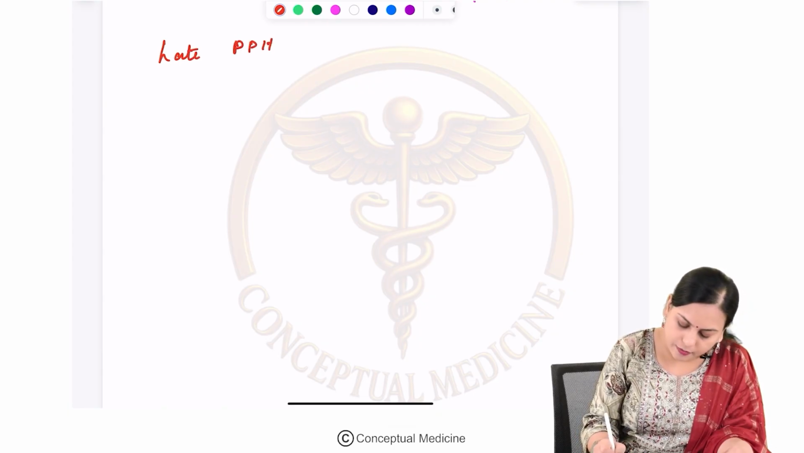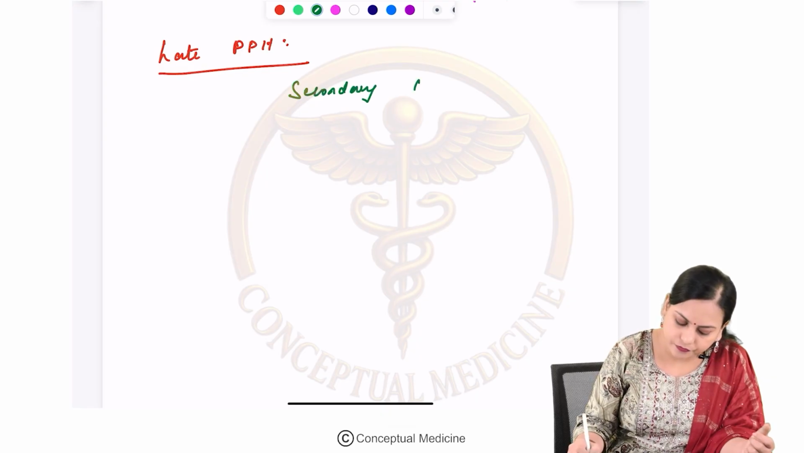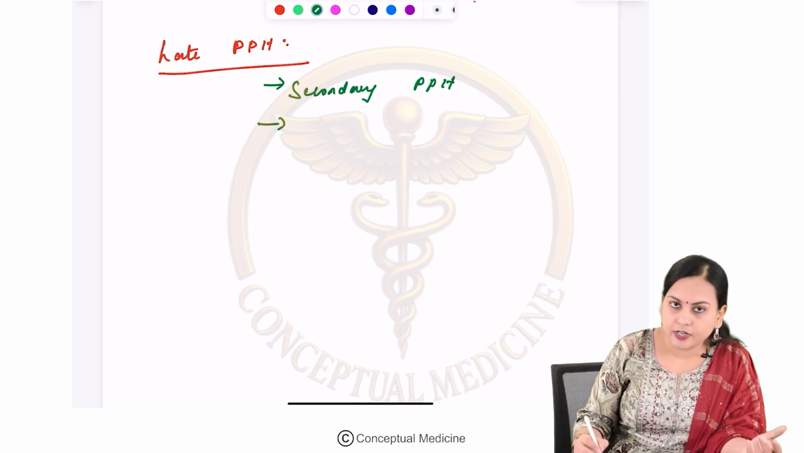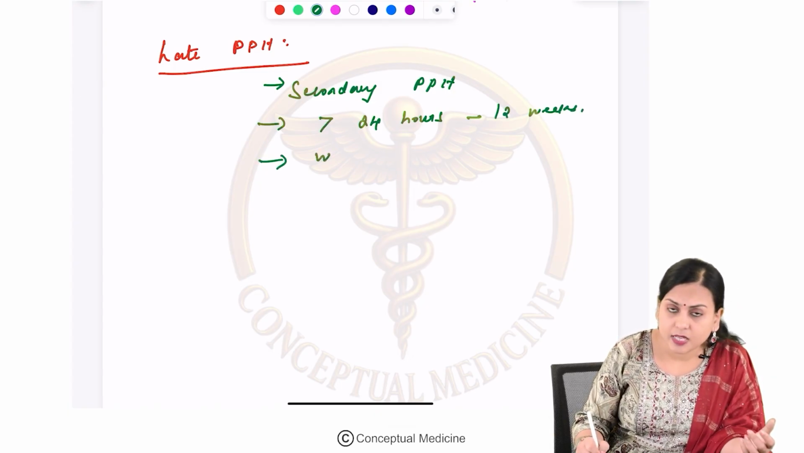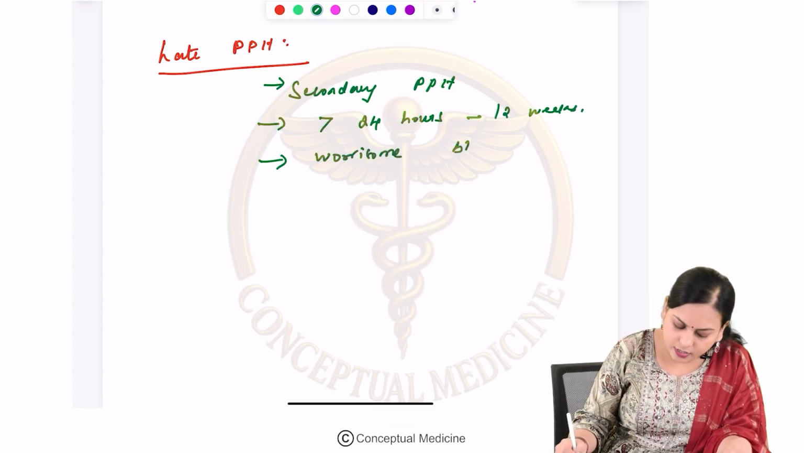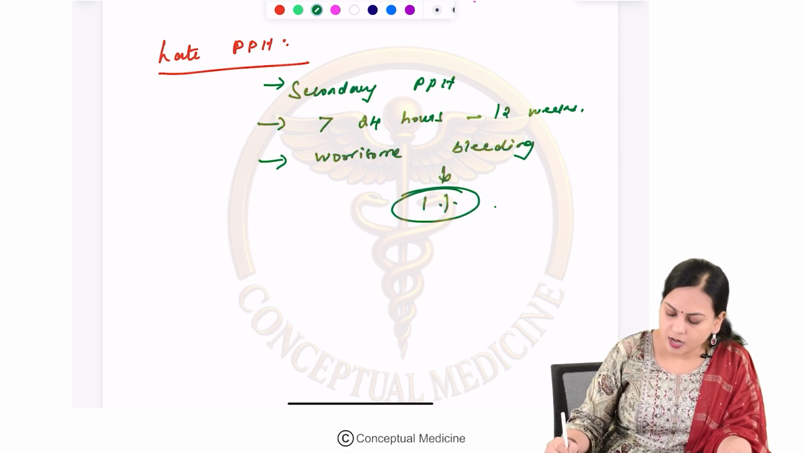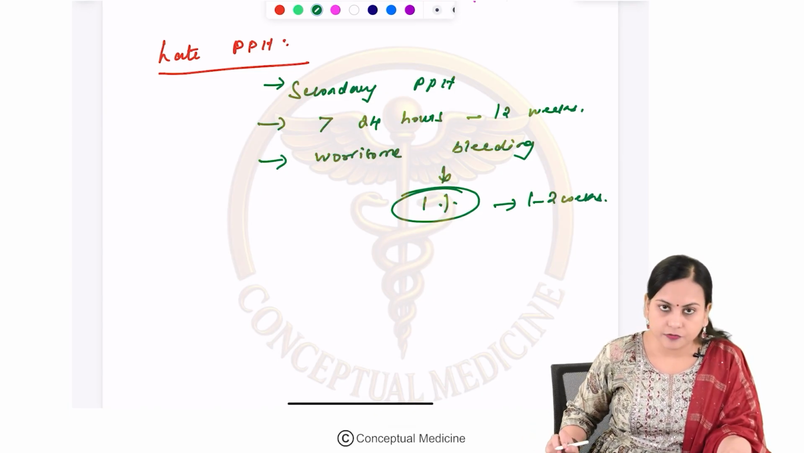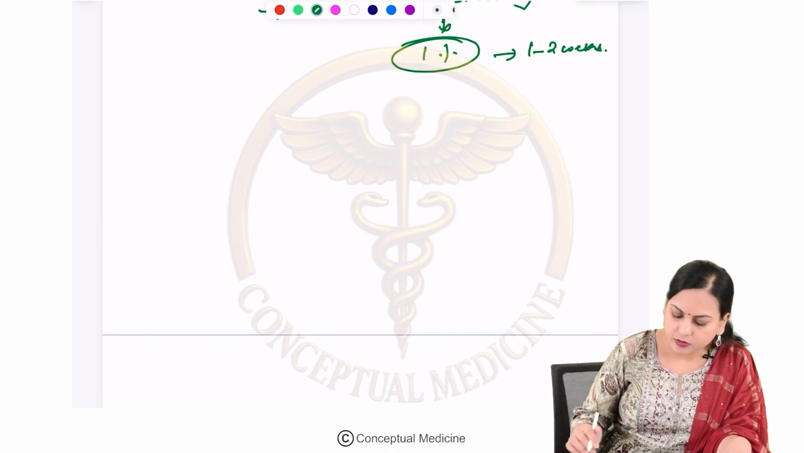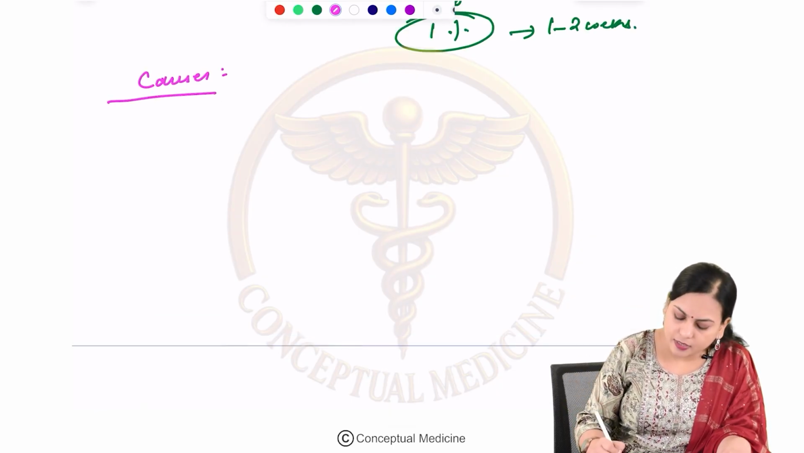Late postpartum hemorrhage, as I told you, is nothing but the secondary PPH. The definition is that it starts after 24 hours after delivery and it may continue up to 12 weeks after delivery. There can be worrisome bleeding that can happen in 1% of people, and it can happen in the first 1 to 2 weeks after delivery itself.